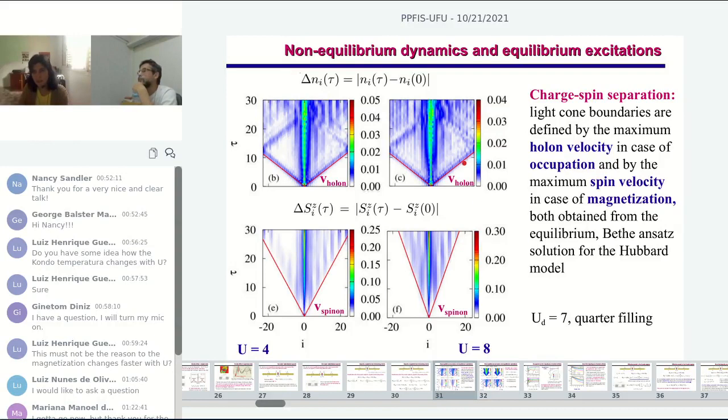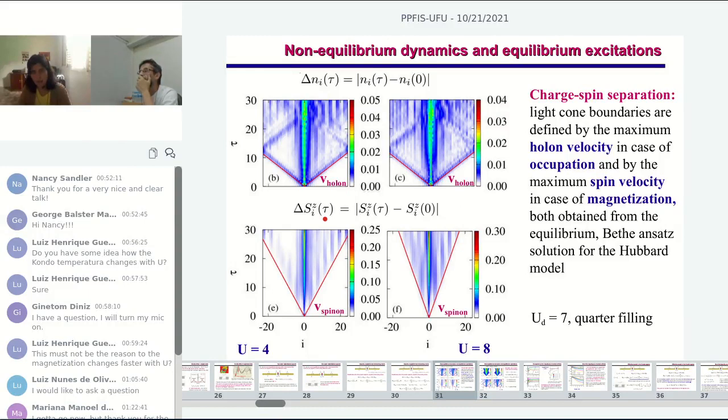These straight red lines in all the plots correspond to the velocities given by the Bethe ansatz, now applied to the Hubbard model. So we also have exact analytical results for the Hubbard model coming from the Bethe ansatz. And these are the results that we are using to draw these straight lines over here.